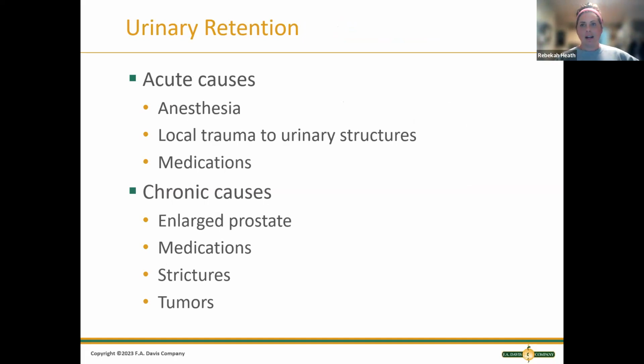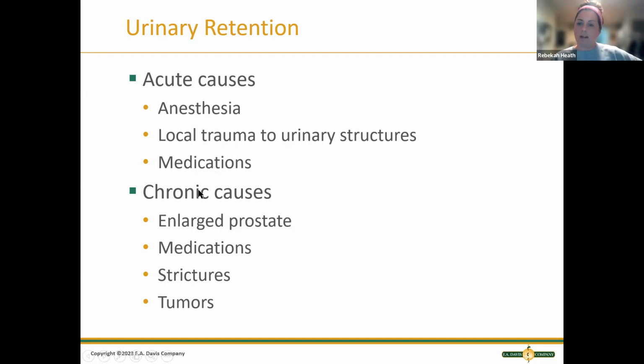Now, some of the causes can be acute, happening right now and usually reversible, or chronic, which is progressive and getting worse over time. Acute causes include anesthesia, like having surgery, or certain medications. I think specifically about opiates, morphine, oxycodone, things like that. They can cause urinary retention. We just can't pee out like you think you normally would be able to. Also, local trauma to the urinary structures.